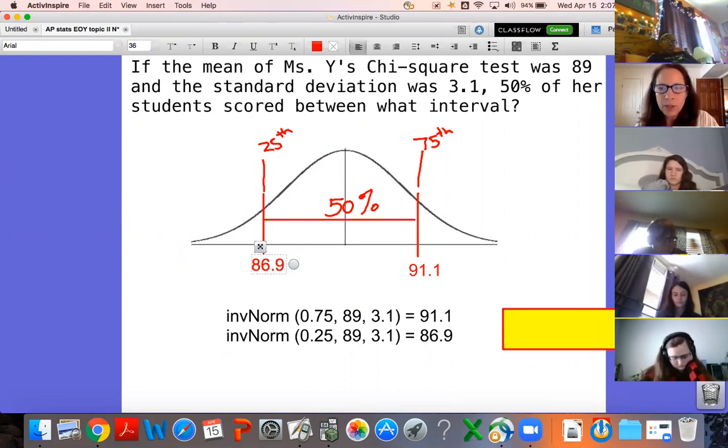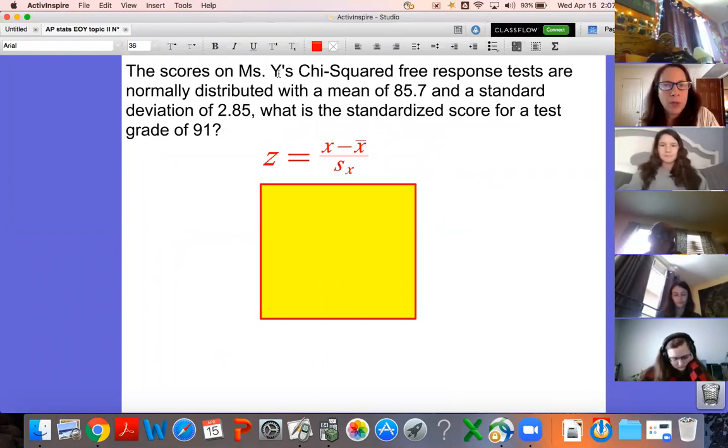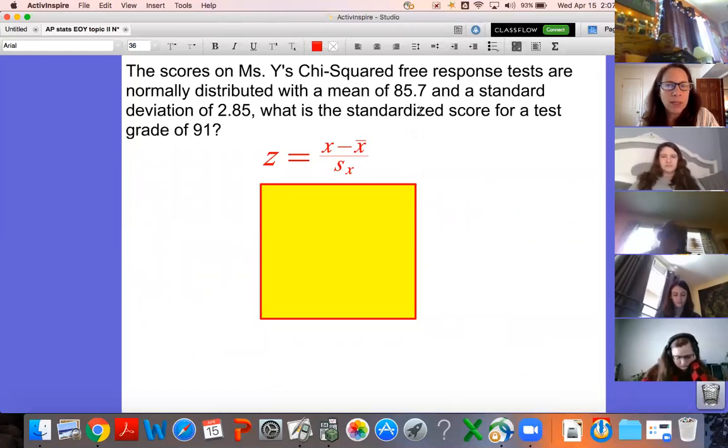Everybody good? Any questions? Okay. Remember in normal distributions, the z-scores are important too. So if I know that they're normally distributed with the same mean, but a different standard deviation, what is the standardized score for a test grade of 91?